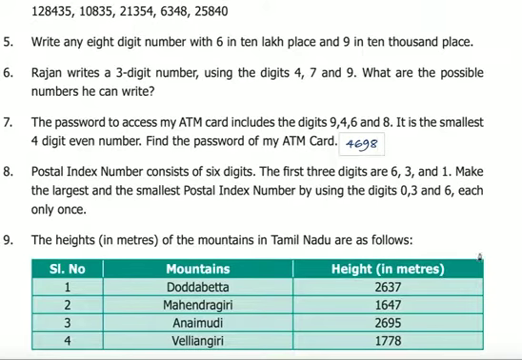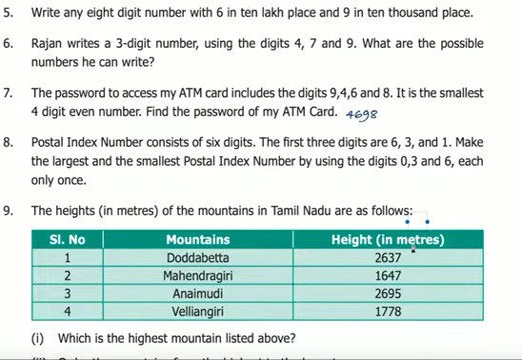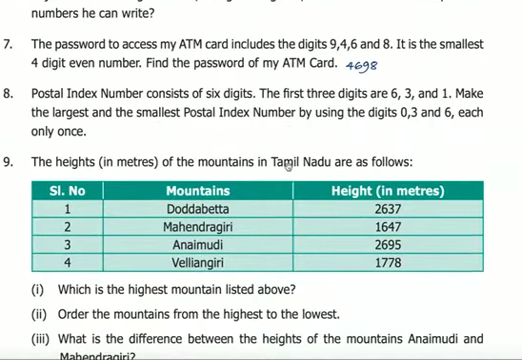Partial index number consists of 6 digits. The first 3 digits are 6, 3 and 1. Make the largest and smallest partial index number by using the digits 0, 3 and 6, each only once. This also you can do, I guess.